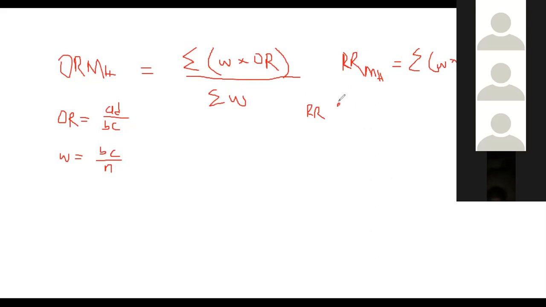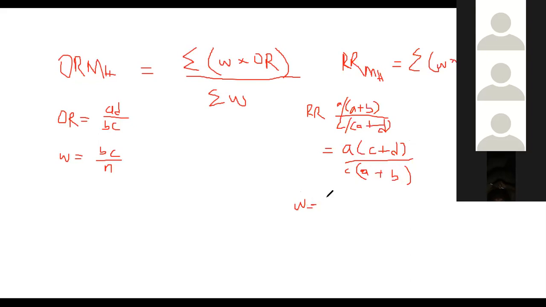After we have written it, it can be written like A over A plus B over C over C plus D. But this can be rewritten, if you change it, like this: A over C plus D over C over A plus B. If you remove the division to make it multiplication, the weight for this one will be C into A plus B over N. It's just some mathematical play here.